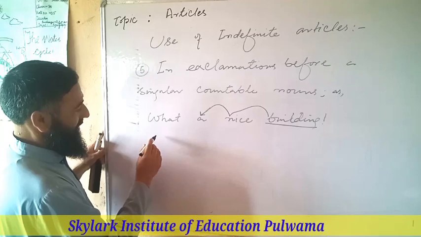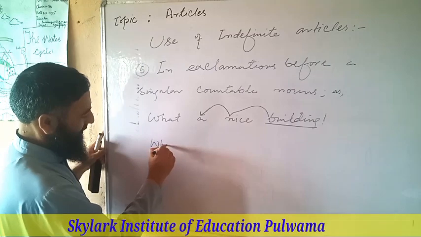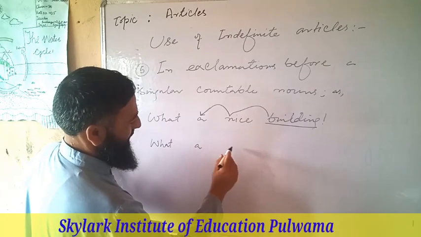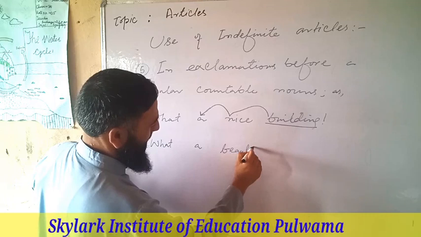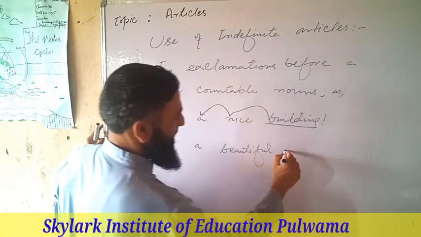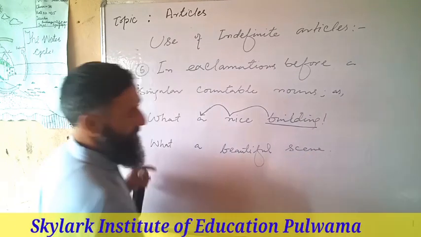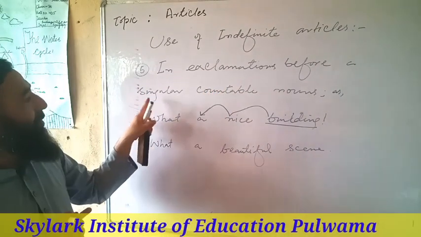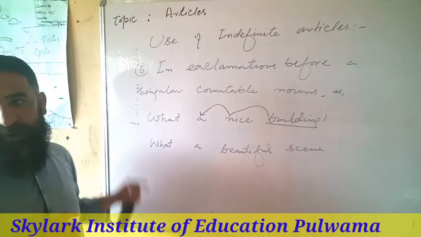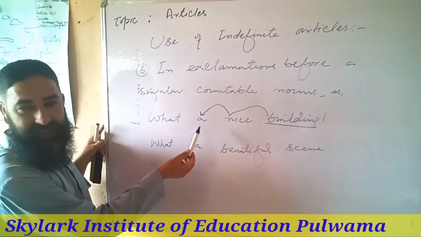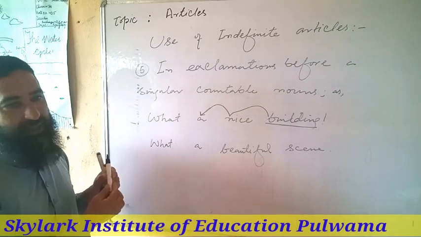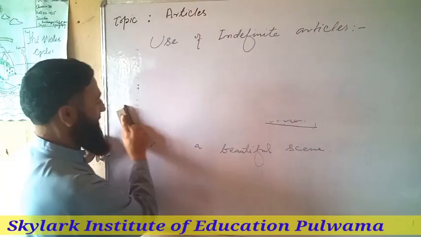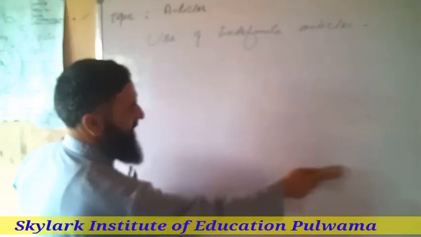And in the same manner, you can write what a beautiful scene. What a beautiful scene. In exclamations, before a singular countable noun, you use the indefinite article. So you have learned how many uses of this indefinite article? Five.